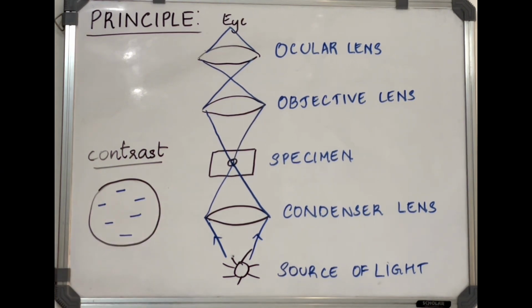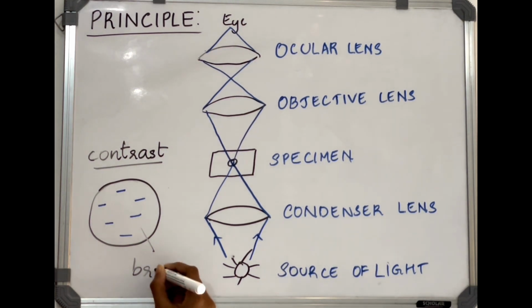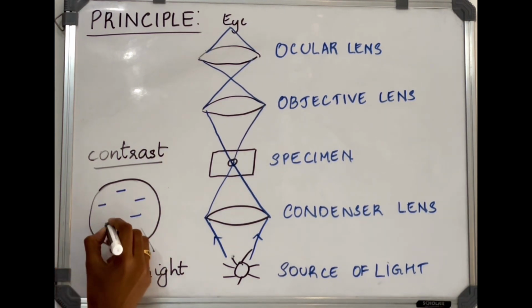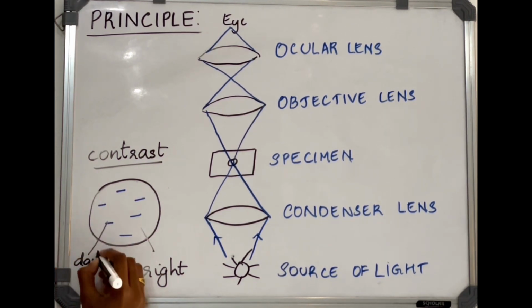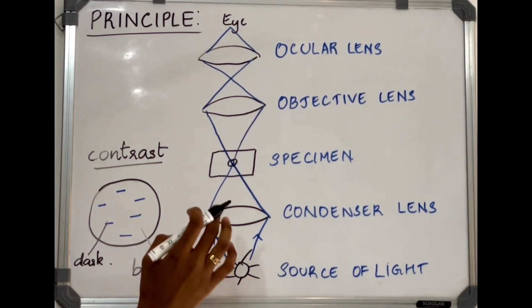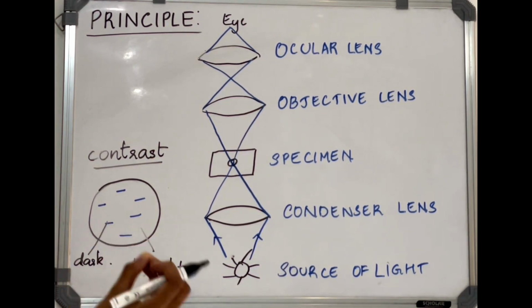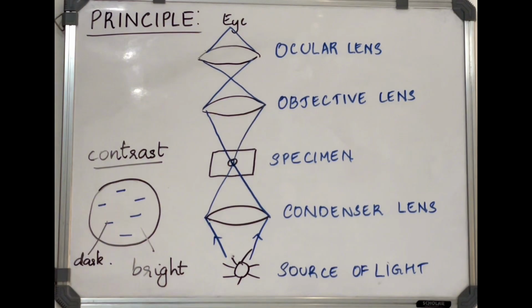So you can see here the background is very bright, whereas the specimen appears dark in color. This is how the image will be formed. And another thing is that the specimen is viewed under oil immersion. That is, we will place a drop of oil, cover it with a cover slip, and then view it under the microscope. So this is the principle of a bright field microscope.